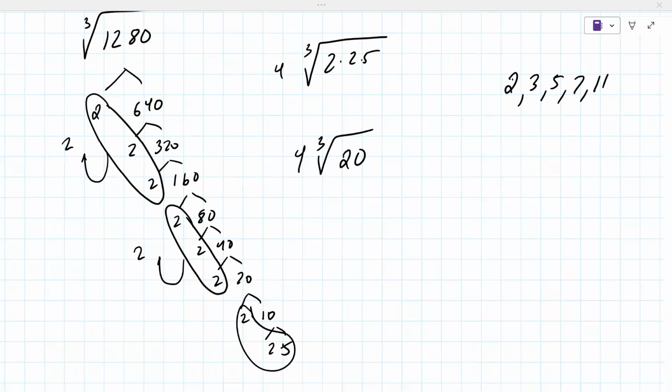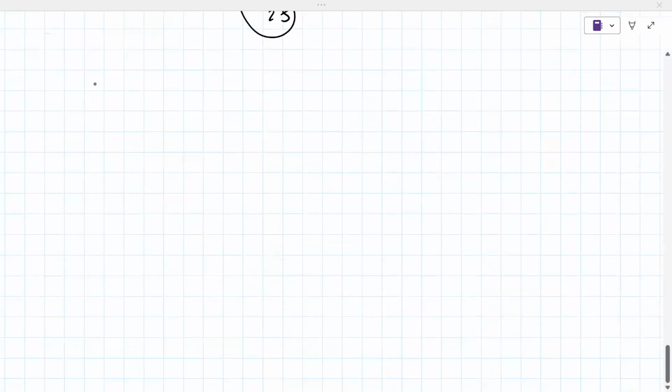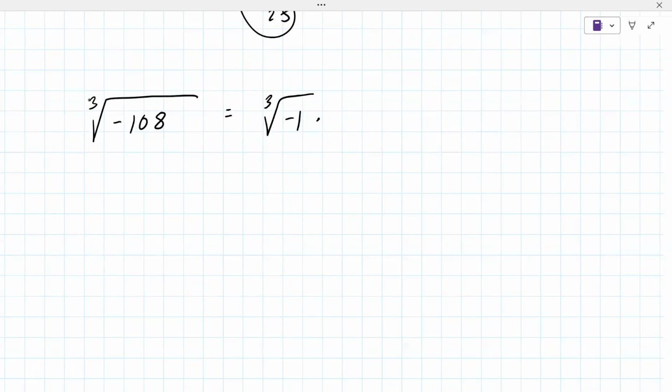Got it. Okay, so we're going to do the same thing, but actually we need to do another thing here. With cube roots, you can take the cube root of negatives, which we haven't dealt with, like the cube root of negative 108. This is really the cube root of -1 times the cube root of 108. This part is -1. So now you're just dealing with the positive.